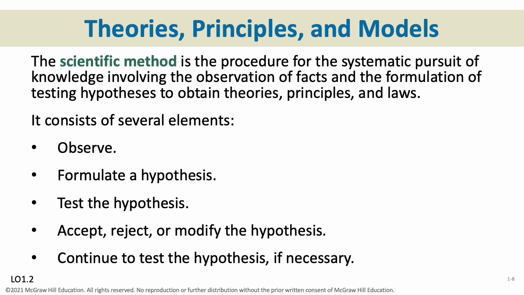In economics, a lot of times we use the scientific method to base our principles and theories. And the scientific method, as you may have encountered in a science class before, is the procedure for the pursuit of knowledge involving the observation of facts and the formulation of testing hypotheses to obtain theories, principles, and laws. So we make observations, we come up with some sort of a hypothesis or a statement that we try to prove, we do some form of test to that hypothesis, and then we can either accept, reject, or modify it. And we can always retest if necessary. So economic theories come from observations and data, and we come up with them accordingly.